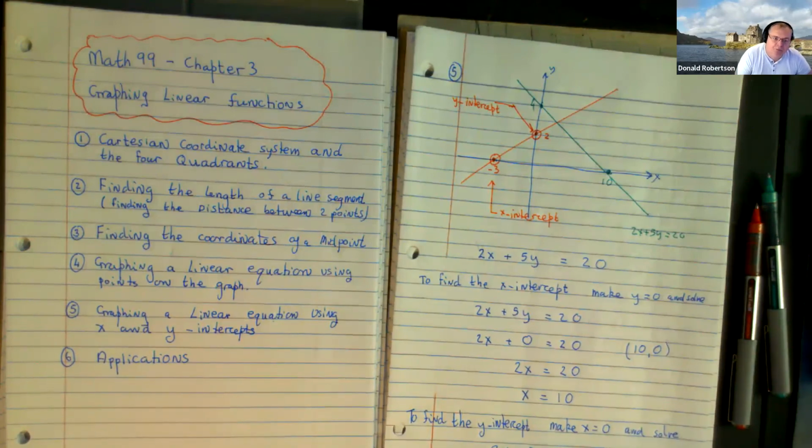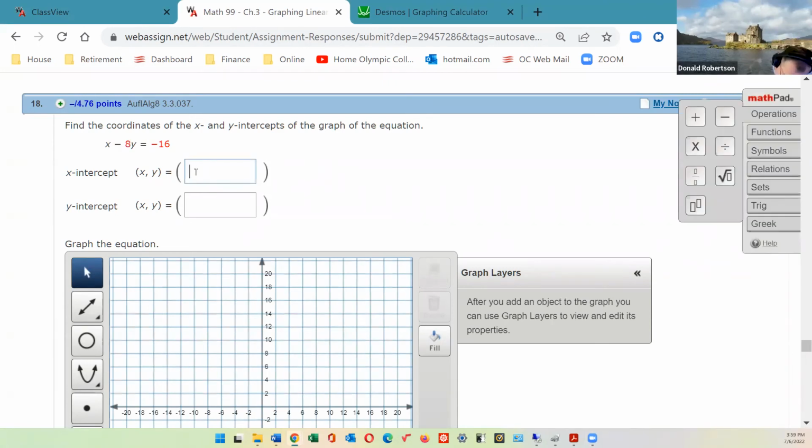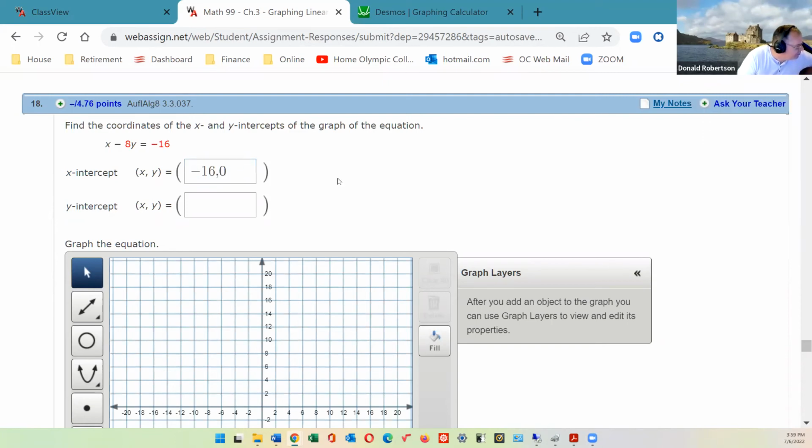Okay, let's show you what that looks like in the homework. It tells you what to do: find the x and y intercepts and then graph it. If you want to find the x-intercept, make y 0. So that term disappears, and what you're left with is negative 16. Its coordinates then are (negative 16, 0).